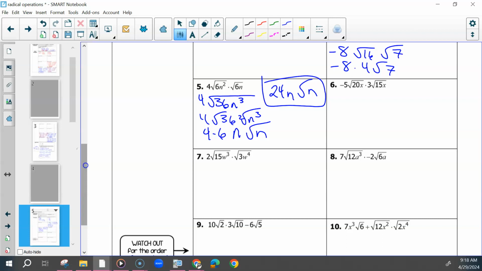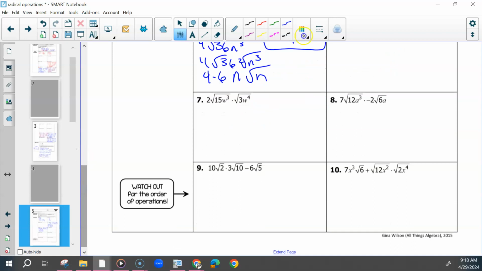Look at 6, 7, and 8. Are there any others that we want to see you go over, have questions there? 7. So when we multiply these two together, what would that give us? 3 to the 7. 2 square root of 45, square root of 45 w to the 7.